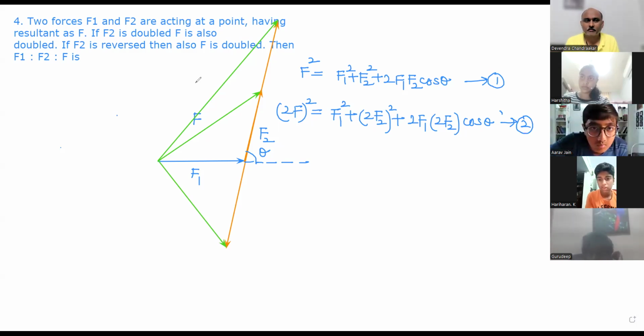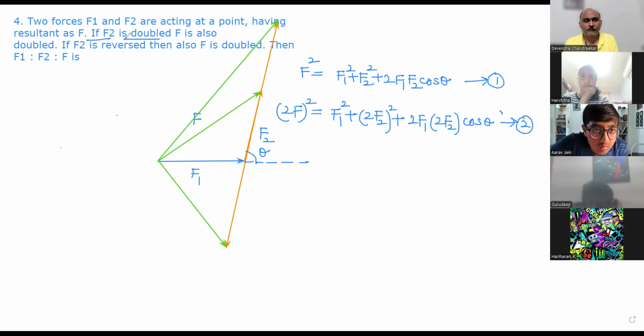What happened in this? Read this. If F2 is doubled, F is also doubled. So that is the second equation. So F is doubled, meaning it becomes 2F. Using triangle law of addition of vectors only, right? So 2F whole square is equal to F1 square plus this is 2F2.